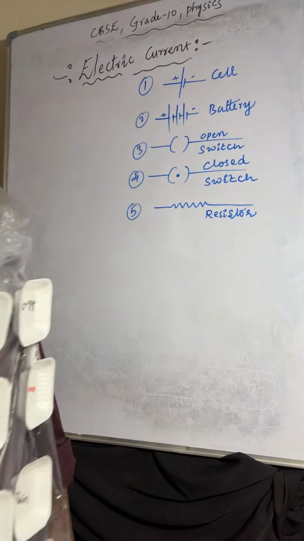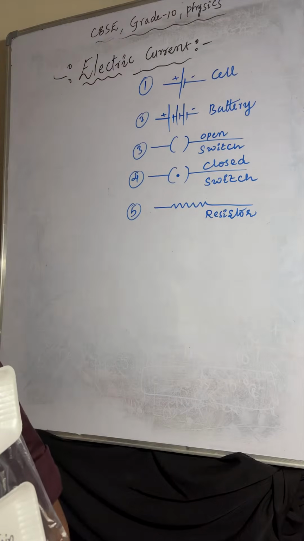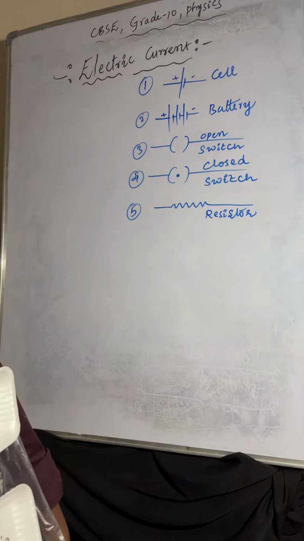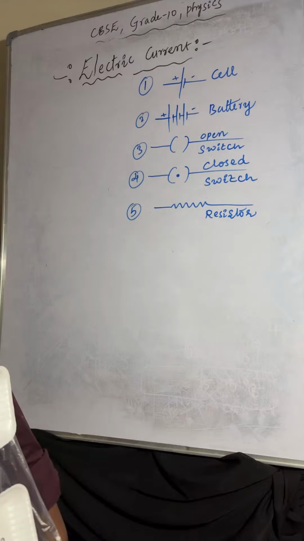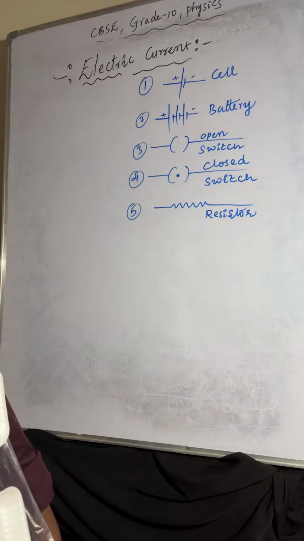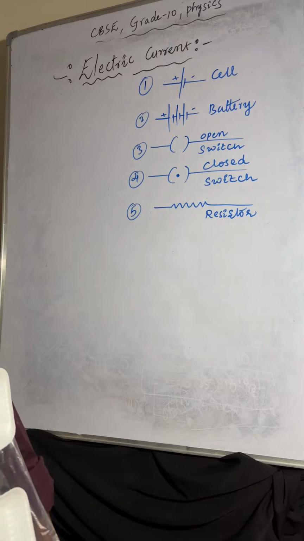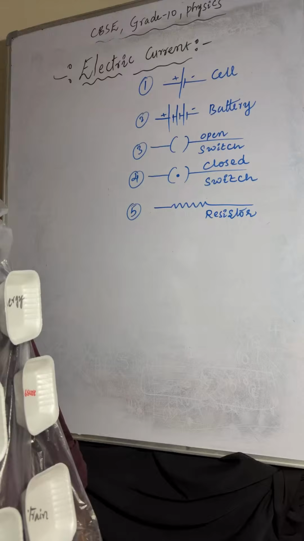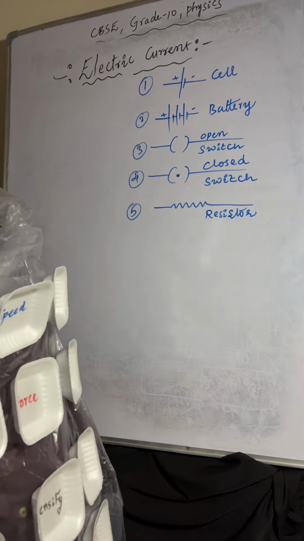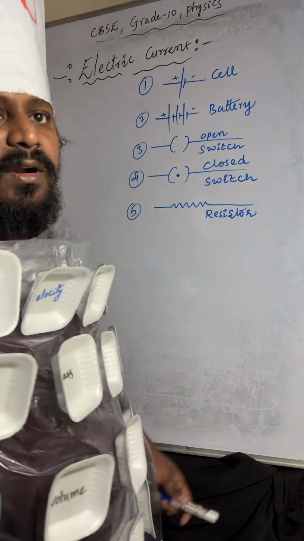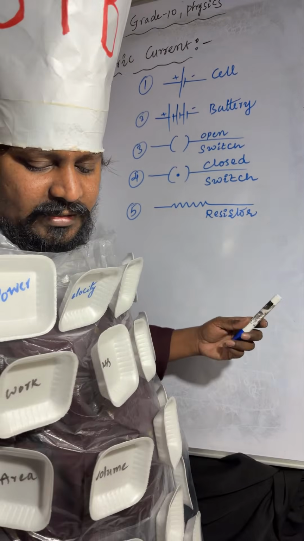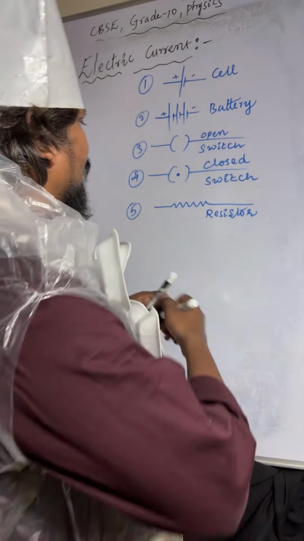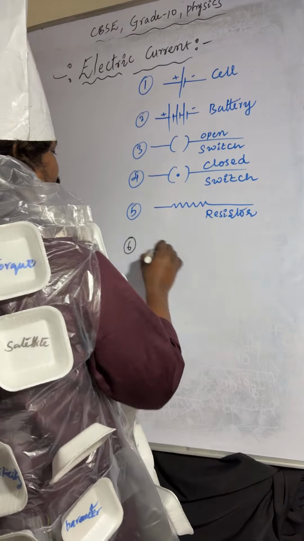Next one, we'll discuss rheostat. Rheostat is a device which is used to regulate the current without changing the voltage source. Okay, so here you can see rheostat. So sixth one is rheostat.